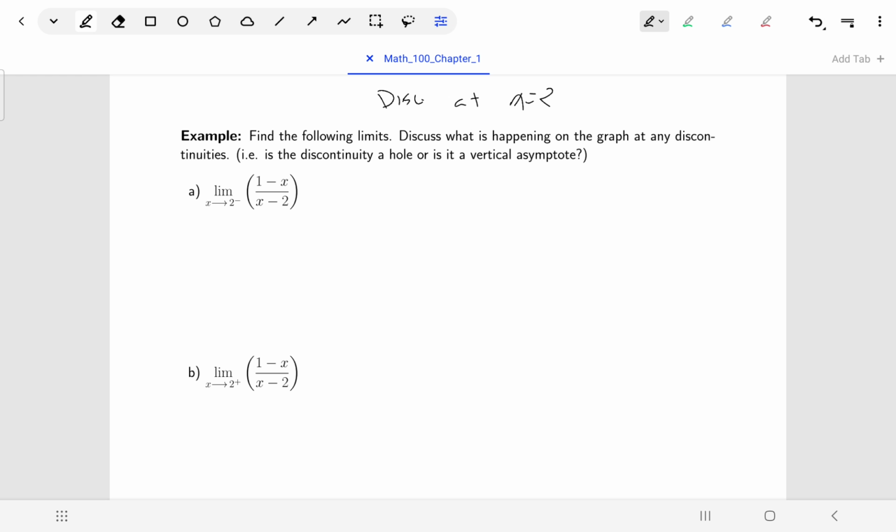So that's our discontinuity. The question is, what kind of discontinuity is it? Do we have a hole? Do we have a vertical asymptote? If it's a vertical asymptote, what is the graph doing on either side? So that's why here I'm looking at both the left side and the right side separately.